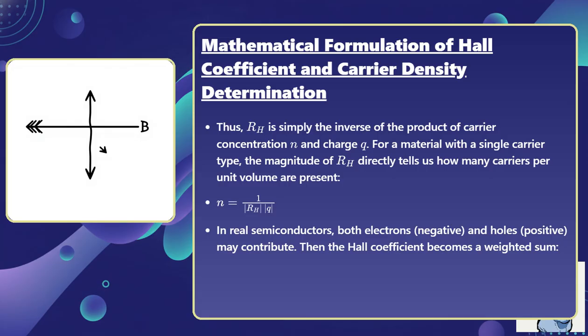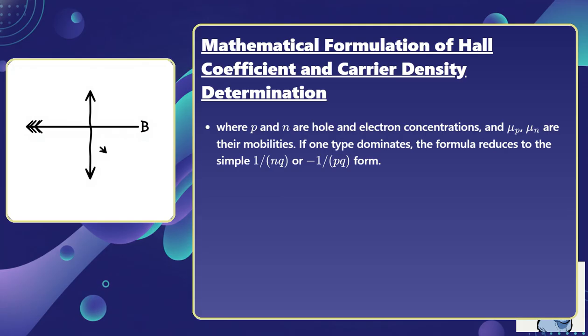In real semiconductors, both electrons (negative) and holes (positive) may contribute. Then the Hall coefficient becomes a weighted sum. R_H equals (P μ_P² minus N μ_N²) divided by Q times (P μ_P plus N μ_N) squared, where P and N are hole and electron concentrations, and μ_P, μ_N are their mobilities. If one type dominates, the formula reduces to the simple 1 over NQ or negative 1 over PQ form.